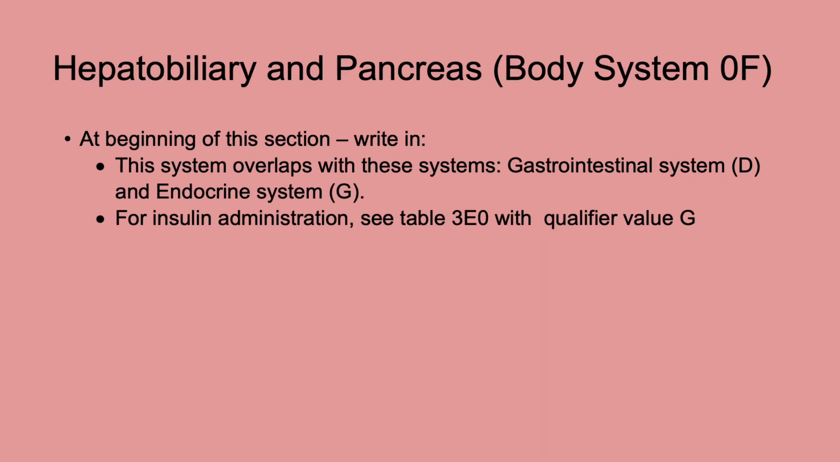Okay, let's look at the hepatobiliary and pancreas, the body system 0F. At the beginning of this section, write in: this system overlaps with gastrointestinal and endocrine. Also write in: for insulin administration, see table 3E0 with qualifier G. So this is taking you to the administration section.